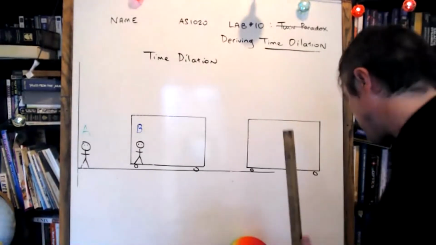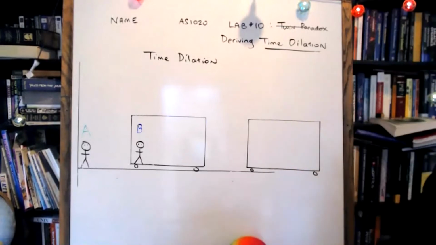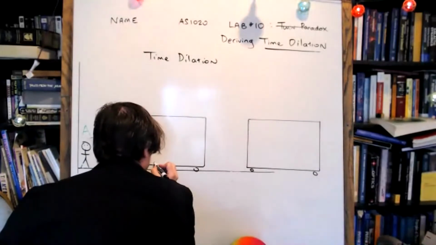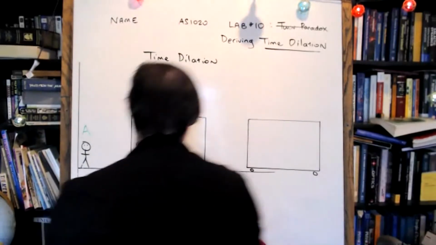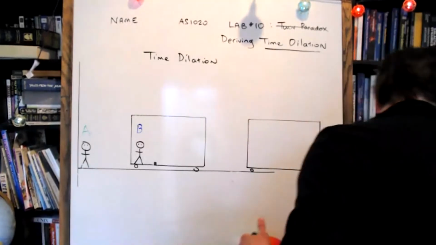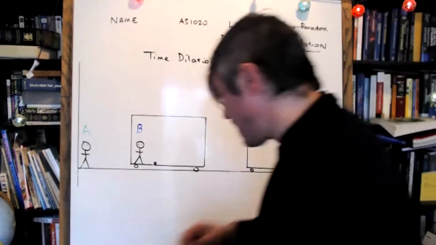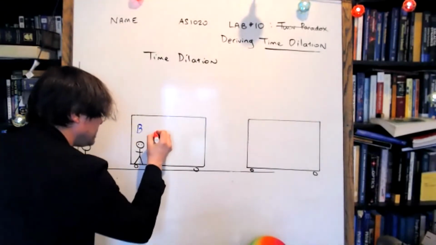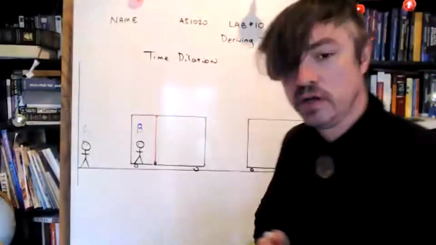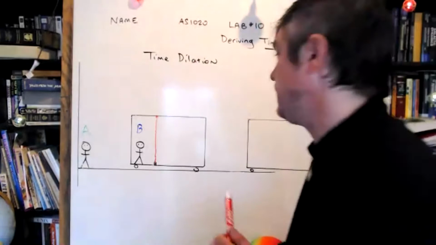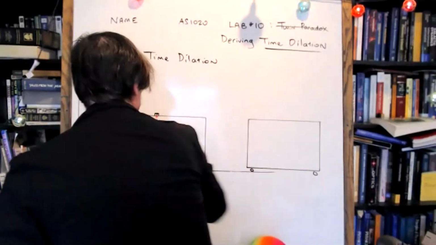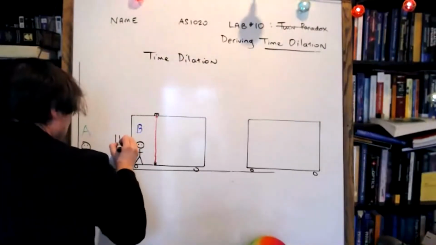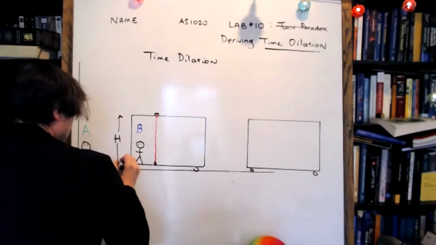And I'm going to perform what is probably the stupidest physics experiment ever conducted in the history of physics. I'm going to attach a red laser to the bottom of my cart, and I am going to fire this red laser from the bottom of the cart up to the top of the cart, where it will be received by a photon detector. The laser will travel the height of the cart, which we will define as capital H. That's the height of the cart.